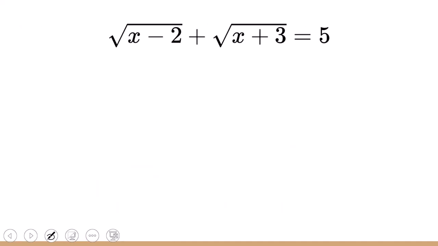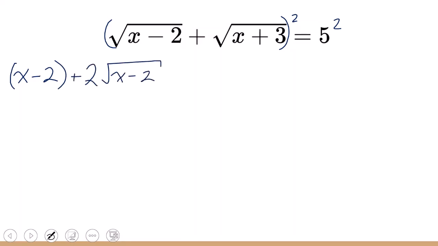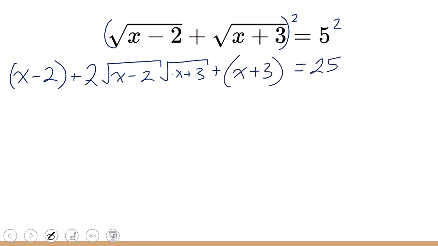Okay, so next equation, here we're going to handle some radicals. So here I see that there are two roots, and so to approach this, I'm going to need to get rid of these square roots. One of the easiest ways to do that is to square both sides. So first step, let's square both sides. When I do that, I get x minus 2 plus 2 times the square root of x minus 2 times x plus 3, plus x plus 3 is equal to 25.